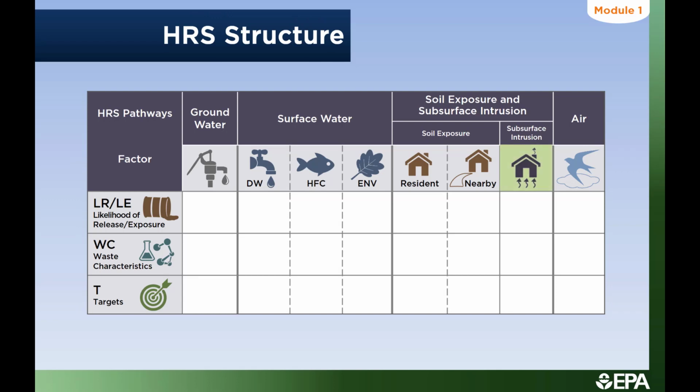SSI is one of two components in the soil exposure and subsurface intrusion pathway, also known as SsI for short. Soil exposure is the other component within the SsI pathway. The SSI component was designed to be evaluated using the same three factor categories used to evaluate the other pathways and components, which include the likelihood of release or exposure, waste characteristics, and targets. Now let's look more in depth at the factor categories.